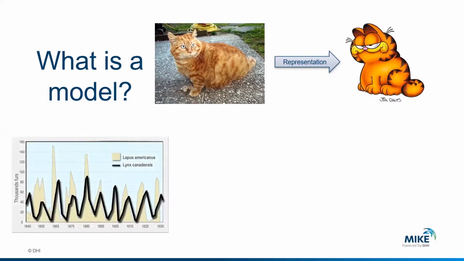A good example of this is an old example. This is the amount of furs traded of snowshoe hares and the Canadian lynx over a series of years, and it's used as a proxy for the population size of each species. And as you can see, they kind of fluctuate together, but not completely together, and it's a little bit off, but they do fluctuate together.